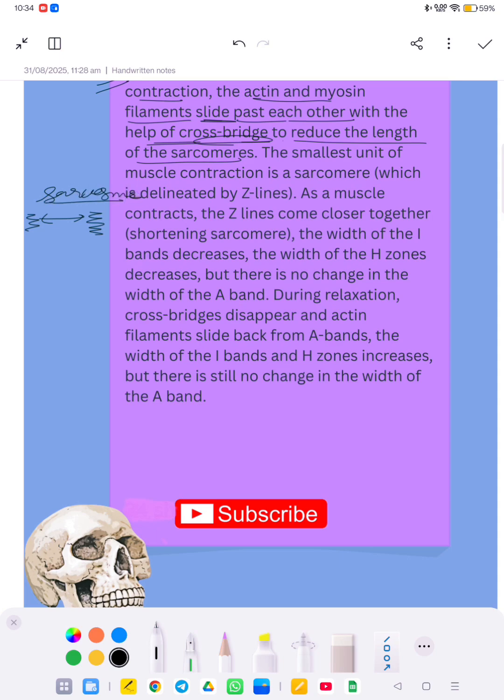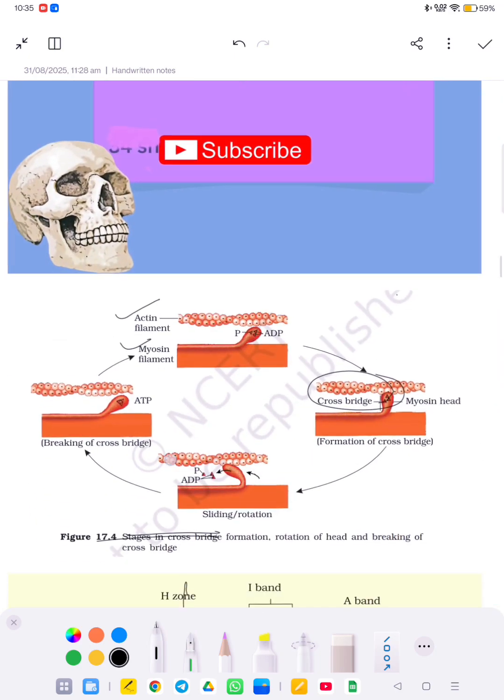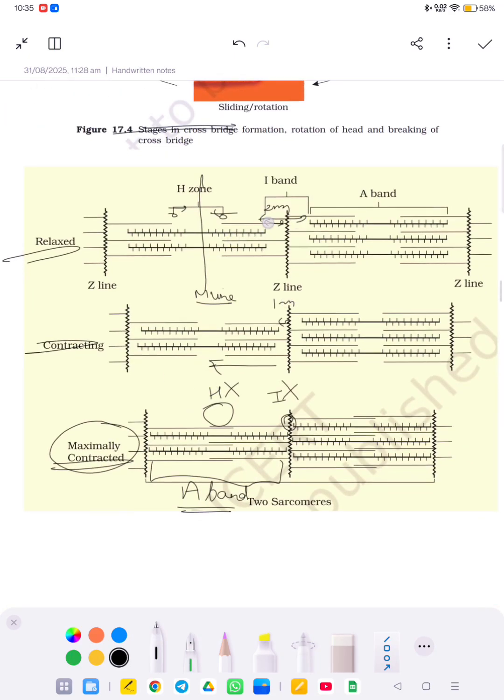We will continue. The smallest unit of muscle contraction is the sarcomere, which is delimited by Z lines. Yes, this we know now. As a muscle contracts, the Z lines come closer together, shortening the sarcomere. The width of the I band decreases. As we saw in the diagram, the length of the I band here was something like 4 mm. If we consider 2 mm on both sides, then what remains? 2 mm as a total remains. And for maximum contraction, there is no I band at all.